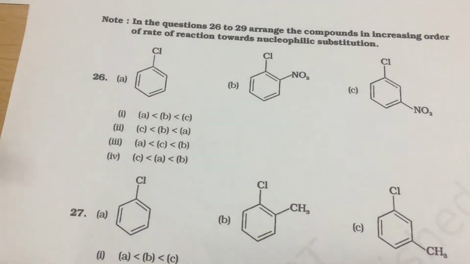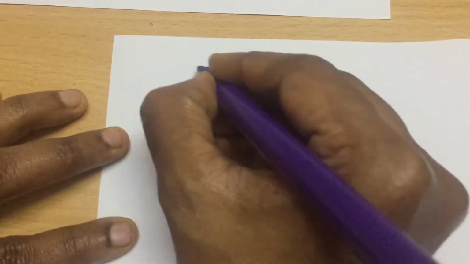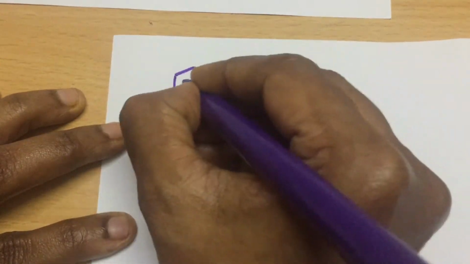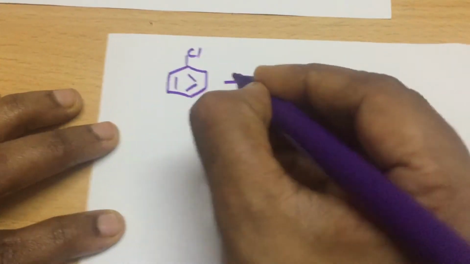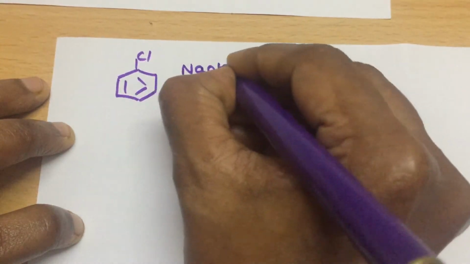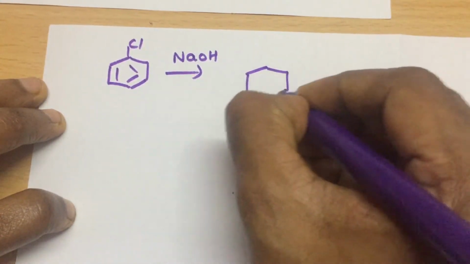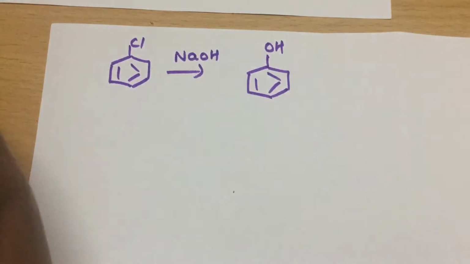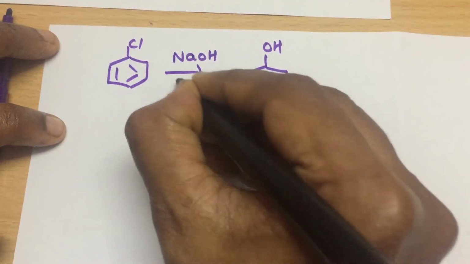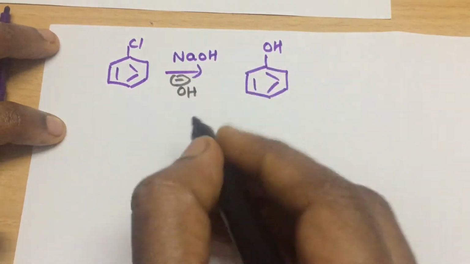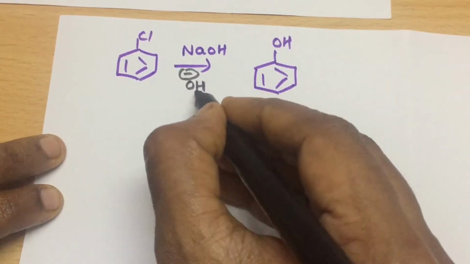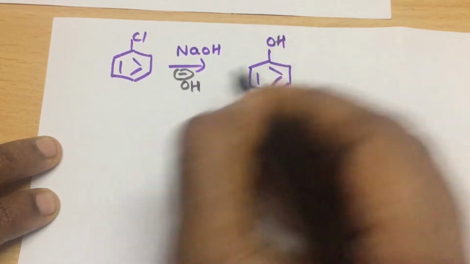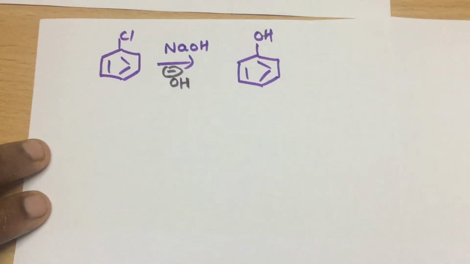So I'll explain and then we will solve the questions. It will be easy for you. They have asked the substitution reaction of chlorobenzene. So this is your chlorobenzene, and its reaction with a base will give rise to phenol. What is the nucleophile here? The nucleophile here is OH minus. So instead of Cl, we have substituted another nucleophile, which is a hydroxyl ion. So it is a nucleophilic substitution reaction.